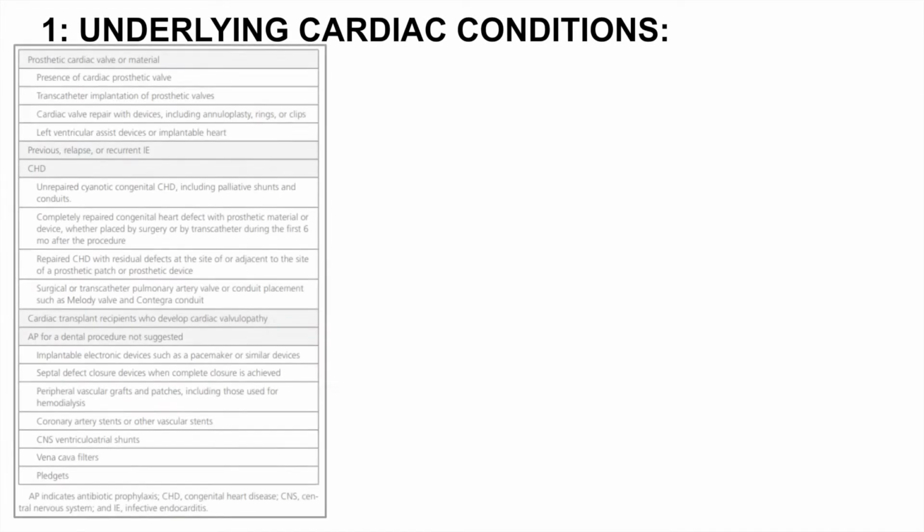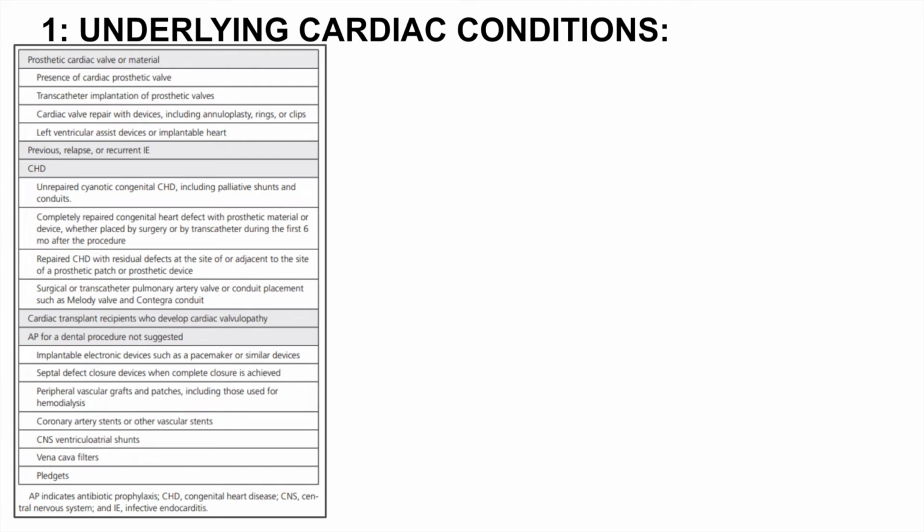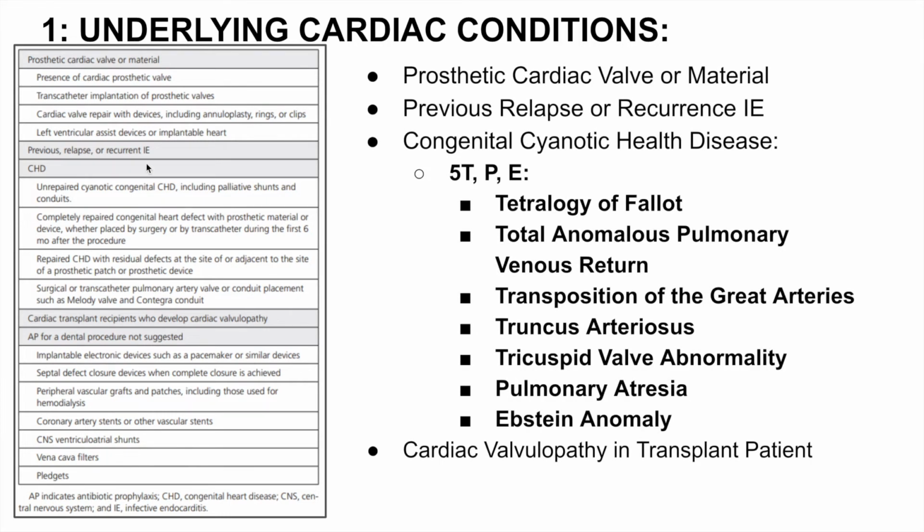So what are the underlying cardiac conditions? Well, according to the article, and this is a screenshot from the article directly, the prosthetic cardiac valve or material. So if there's a presence of a cardiac prosthetic valve, a transcatheter implantation of the prosthetic valve, cardiac valve repair with devices such as rings and clips and so on, the left ventricular assist device, or an implantable heart, all of these qualify as the cardiac condition for antibiotic prophylaxis. If there is a previous or recurrent infective endocarditis, these two conditions right here qualify for the antibiotic prophylactic regimen. Then there's congenital heart disease.